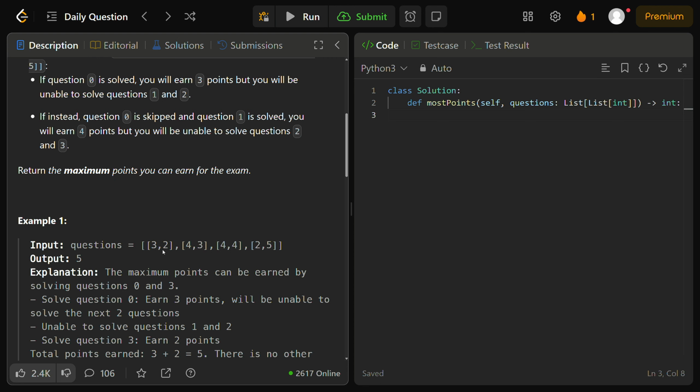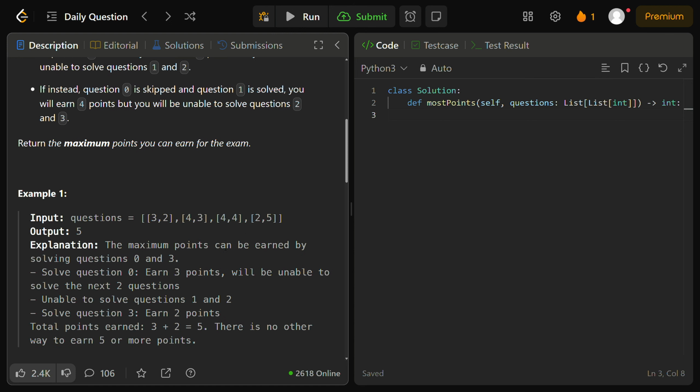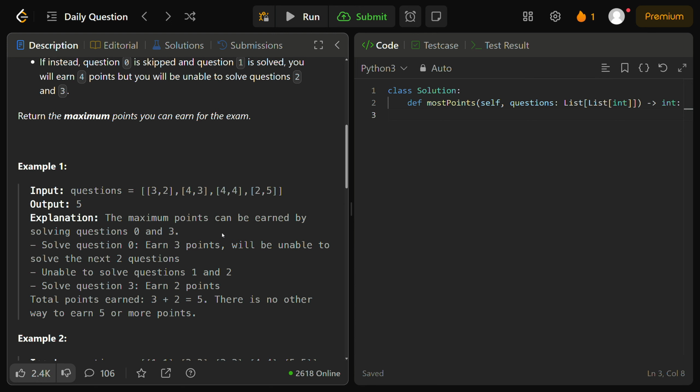Well, we can solve the 0th question. We'll skip the next 2 questions because that's what brainpower sub I tells us. We have to skip the next 2 questions, i.e. questions 1 and 2, and then we can solve question 3 for getting a total of another 2 points. Notice how that would be 3 points on question 0 plus 2 points on question 3, giving us a total of 5 points. 3 plus 2 or 5 points, right? That is actually the maximum number of points to get. We can't earn more or equal even to 5 points using any other pathway.